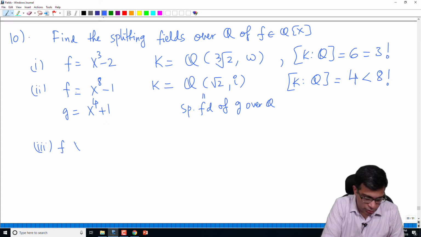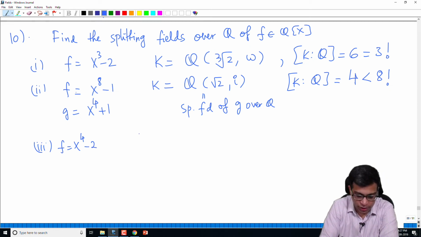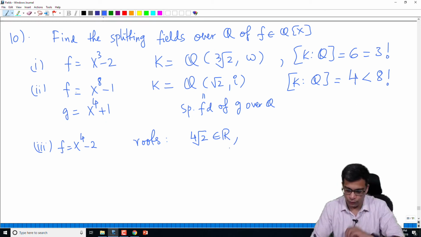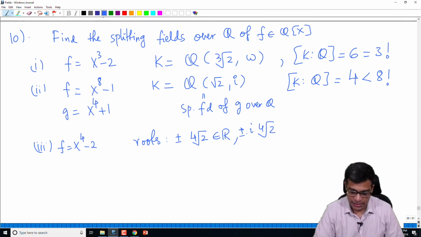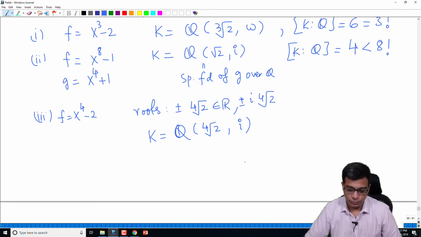On the other hand, what if you take x to the power 4 minus 2? Okay, so here if you think about this, K will have to be, so what are the roots? There will be a fourth root of 2, a real number. Remember, x to the power 4 minus 2 is a degree 2 polynomial over R in x squared, so it cannot be irreducible. And in fact, it has a root, namely the fourth root of 2. So plus or minus fourth root of 2 are there, two real roots, and then i times fourth root of 2, plus or minus, are the four roots. And you clearly see that if you adjoin the fourth root of 2 and i, you get your splitting field.